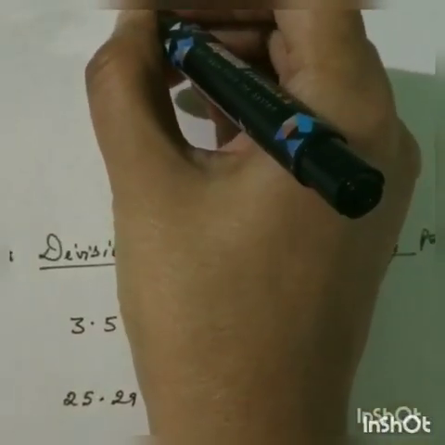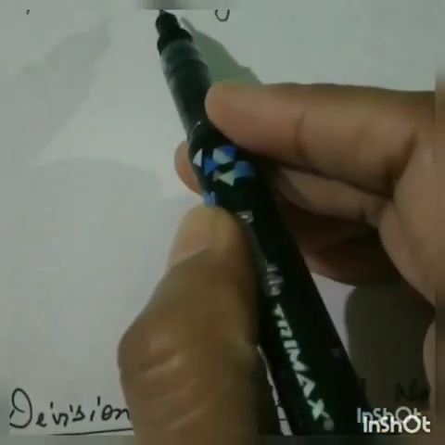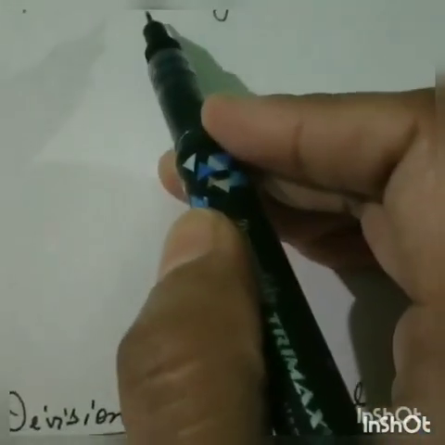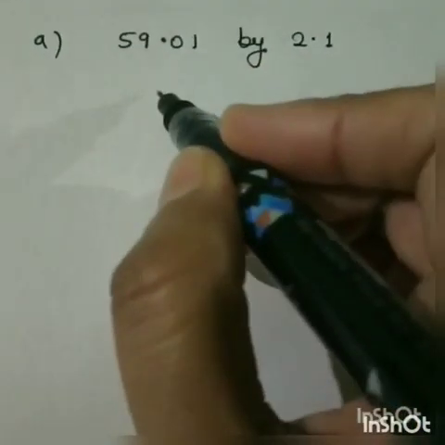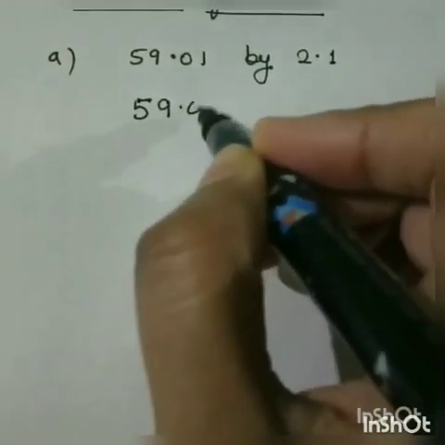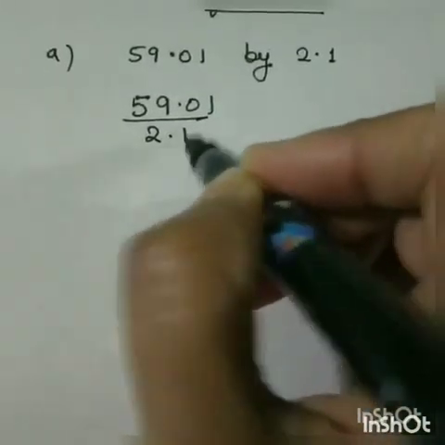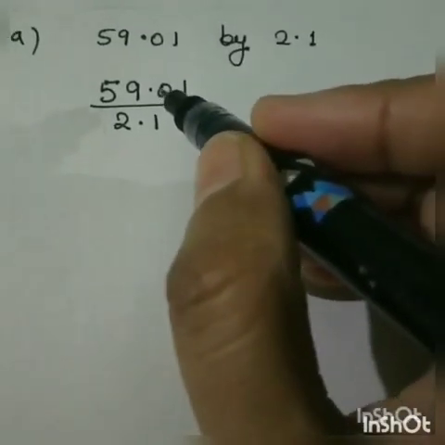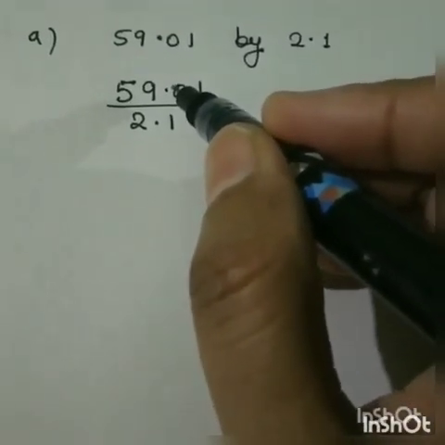by another decimal number. So here you will see that both are decimal numbers, means the divisor also and the dividend also. So how to divide these numbers? We will write it like this.